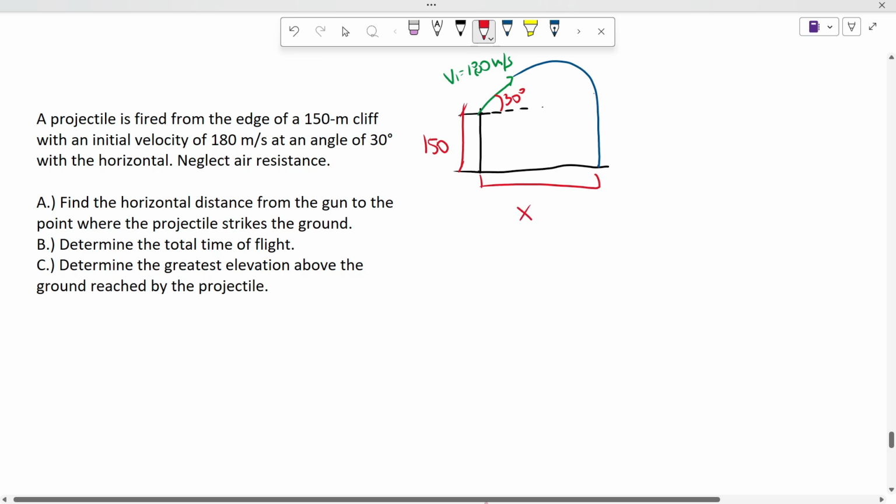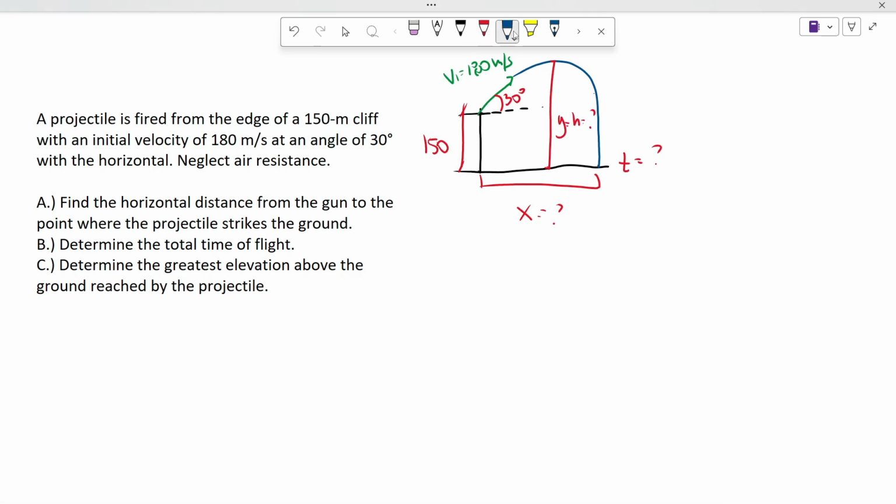And determine the total time of flight, and determine the greatest elevation above the ground reached by the projectile. So, this is what we need to find, this height. So guys, what do you think is a good formula to use here?